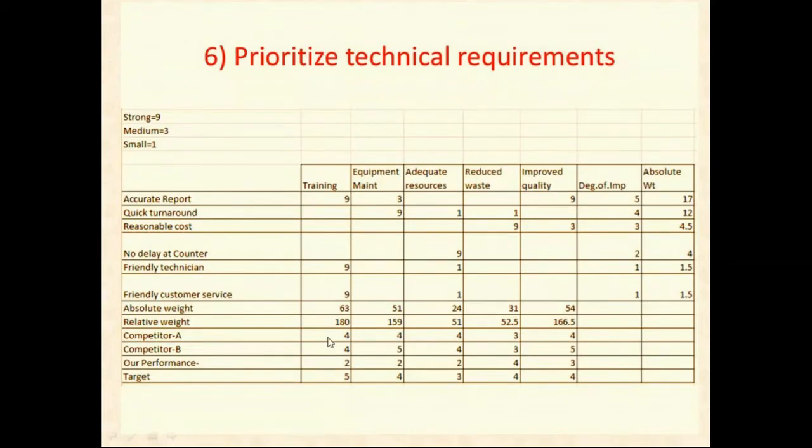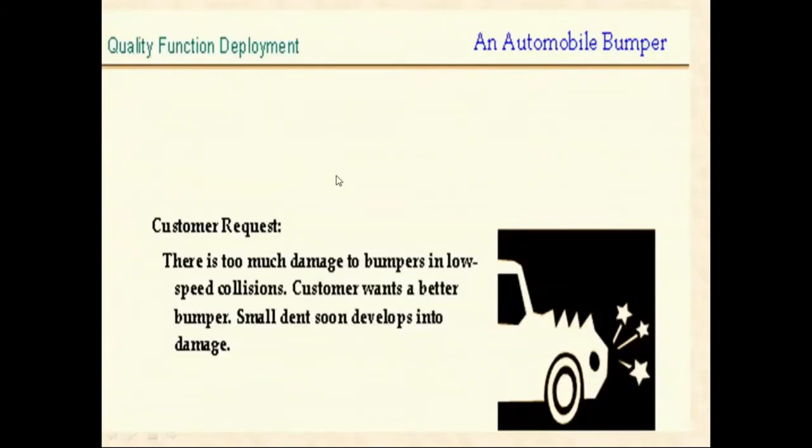So here I'm giving you one manufacturing example of an automobile bumper. What is the customer request? He says that there is too much damage to the bumpers in low speed collisions. So the customer wants a better bumper, and a small dent soon develops into damage. Okay. So this is the customer request. This is the problem that the customer is facing.